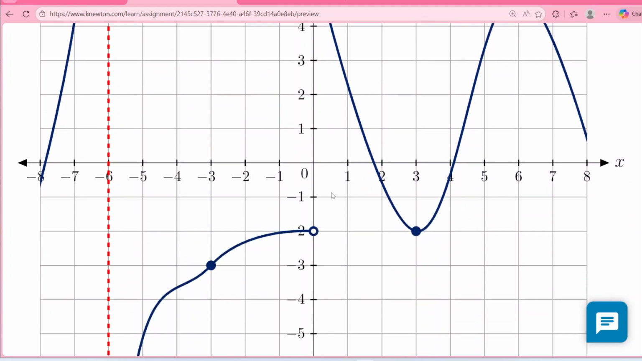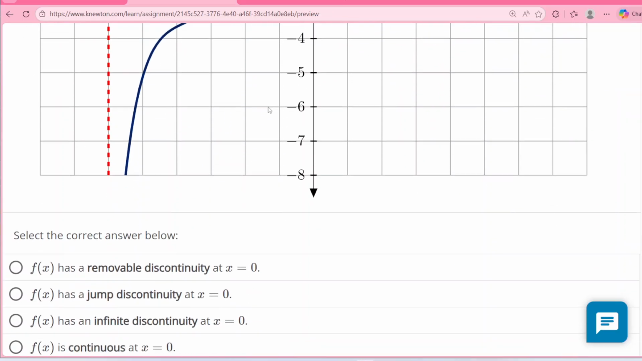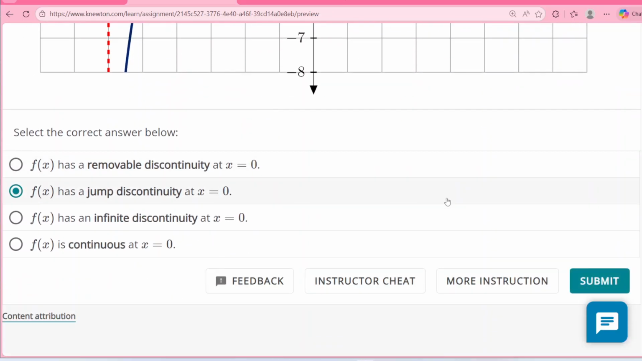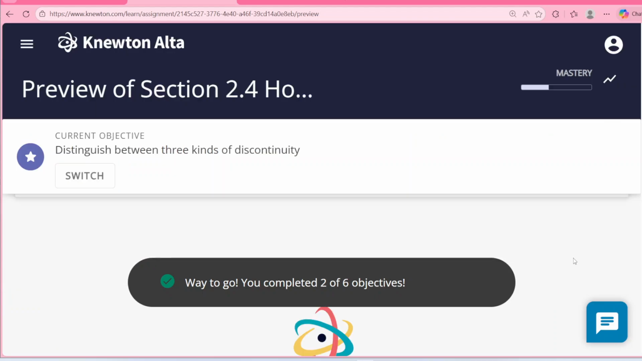Again, left side exists, right side exists, but they're not the same location, right? So the two-sided limit doesn't exist. And hopefully you can see from the picture that there's definitely a jump here at x equals 0. So jump discontinuity. All right, so that objective's done.